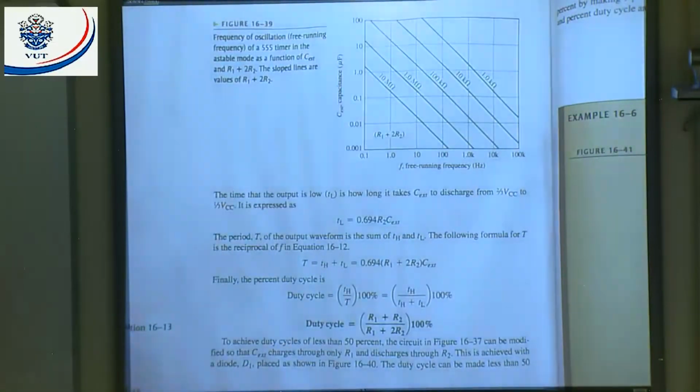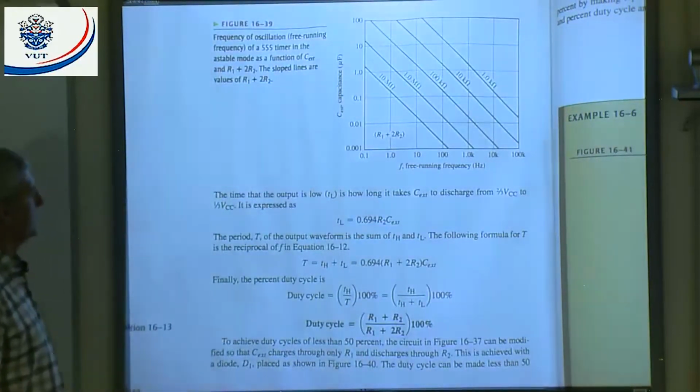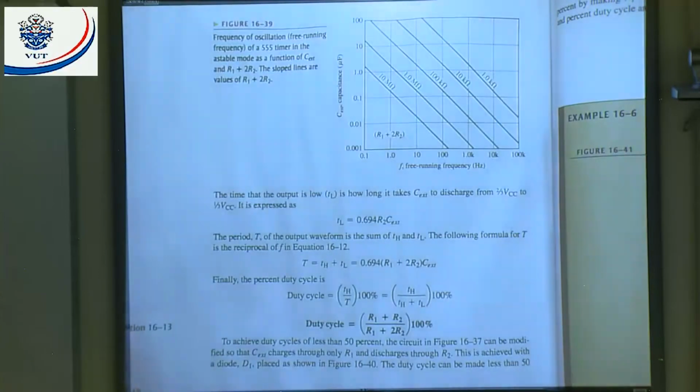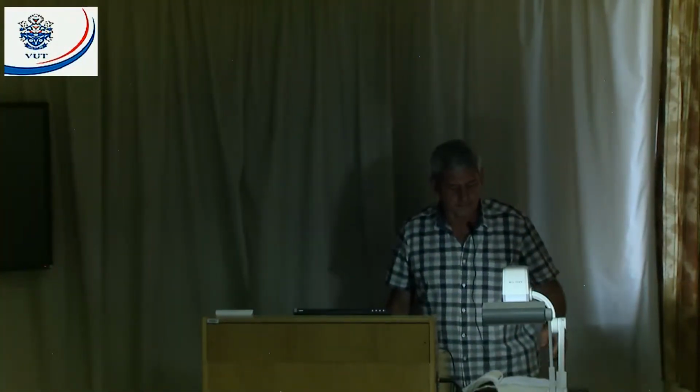All right, now listen to me. They say, to achieve duty cycles of less than 50%, the circuit in figure 16.37 can be modified so that the external capacitor charges through R1 and discharges through R2. This is achieved by a diode D1 placed as shown in figure 16.40. If you want a duty cycle of less than 50%, you must change the circuit to the following.